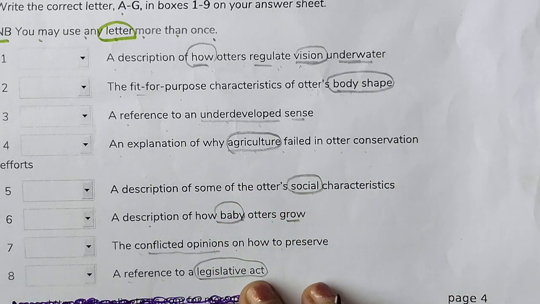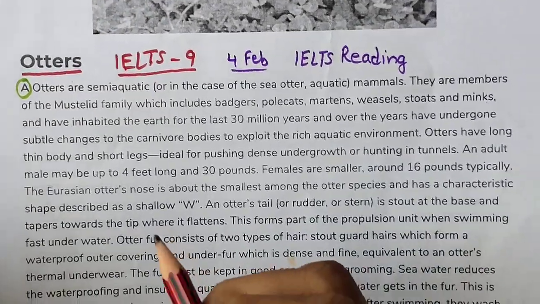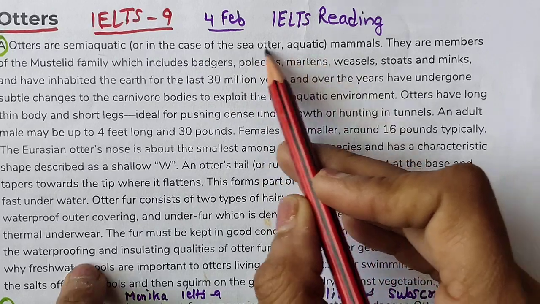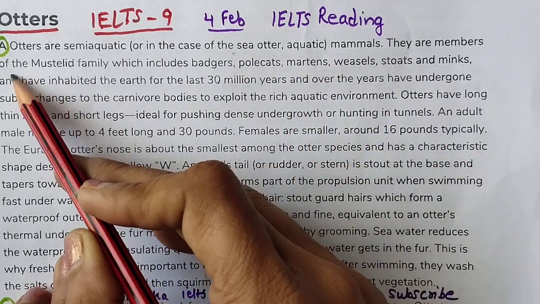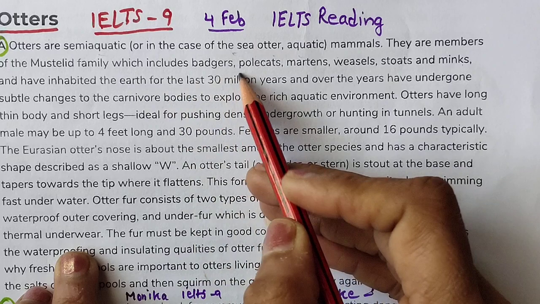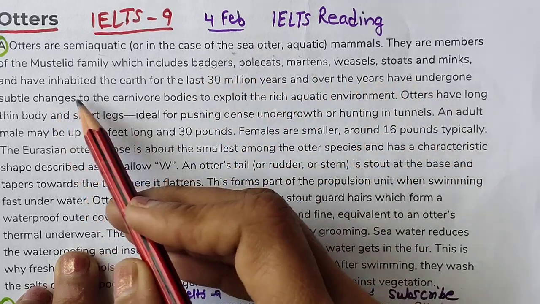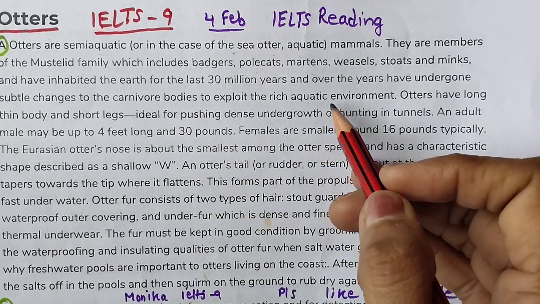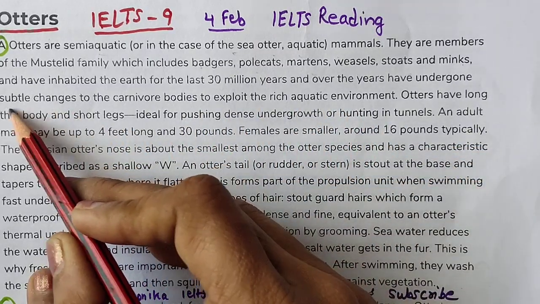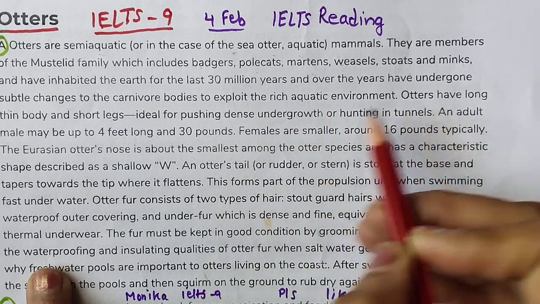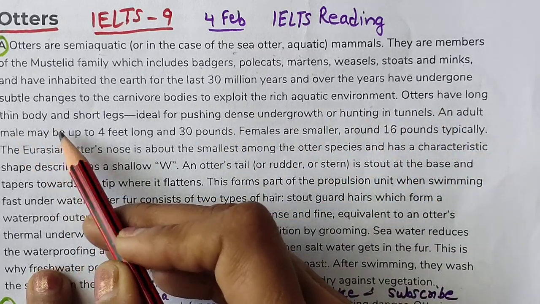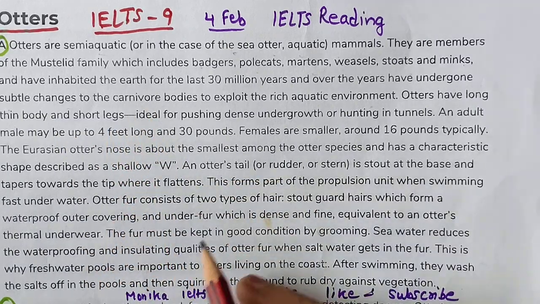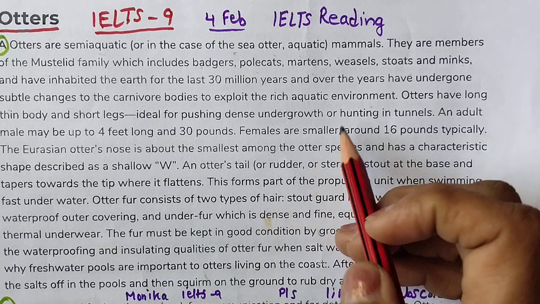Okay, let's start with the first paragraph. The first paragraph says otters are semi-aquatic sea otters, they are members of the family which includes, this is the introduction actually, but we have to read every paragraph. For every paragraph we have to give an answer. You also do it with me. Now you can read the whole paragraph, I have given it to you on screen.